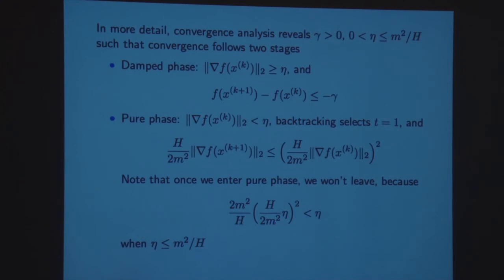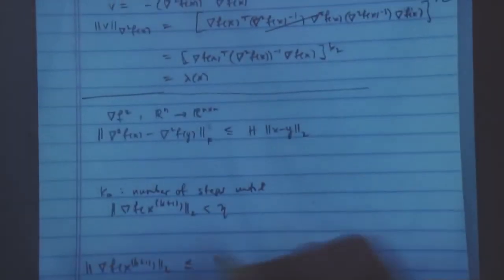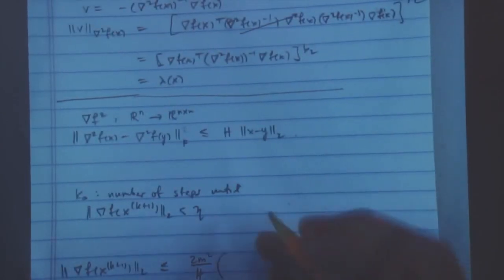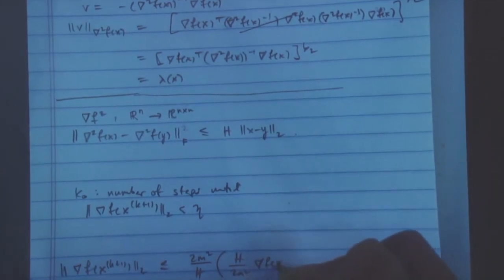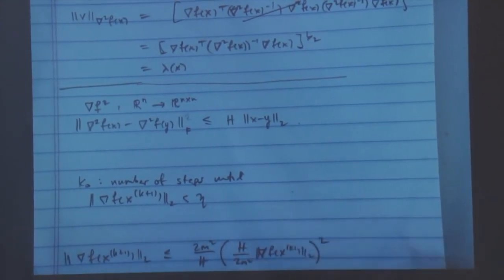And furthermore, we get the following inequality in terms of the gradient. So the gradient at step k plus 1 in L2 norm is less than or equal to, we can rearrange this by saying the gradient is less than or equal to 2m squared over h times the following quantity, h over 2m squared times the norm of the gradient at the previous iteration, squared.